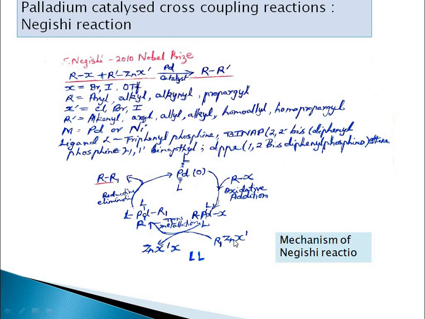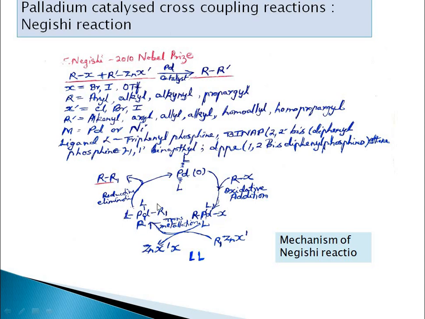So R1 from zinc is transferred to Pd. So this is Pd, L; till here it was R. See, R was attached here prior in oxidative addition. Now zinc transferred this R1 here and took the X from here. The X was replaced by R1. So this is transmetallation, R moving from one metal to the other, that is palladium, and at the same time ZnXX' is formed as the byproduct.